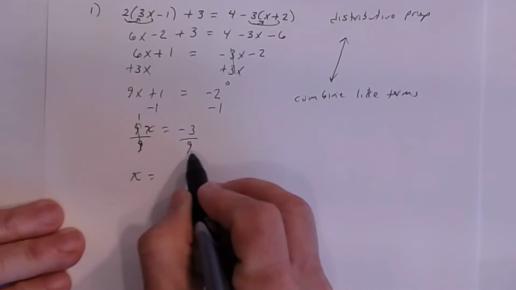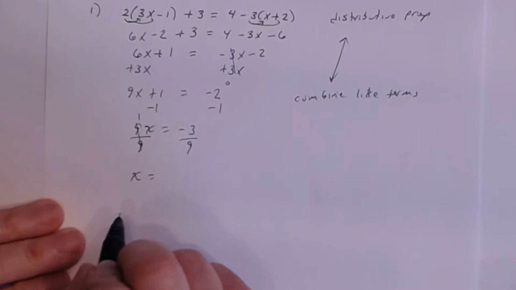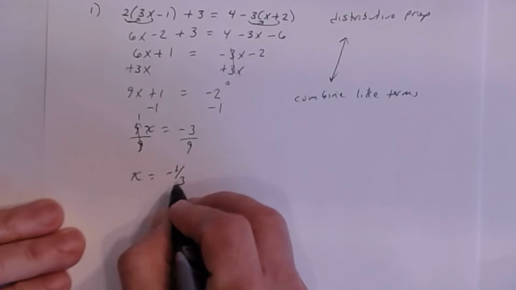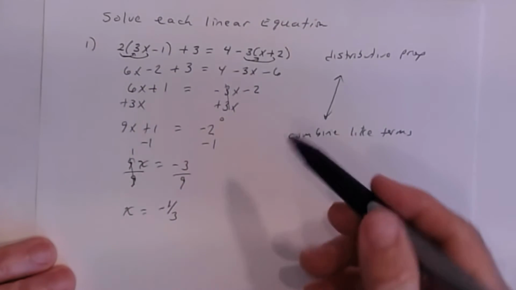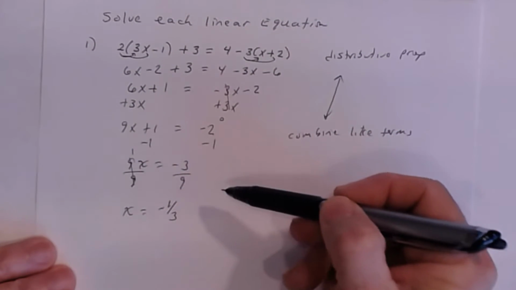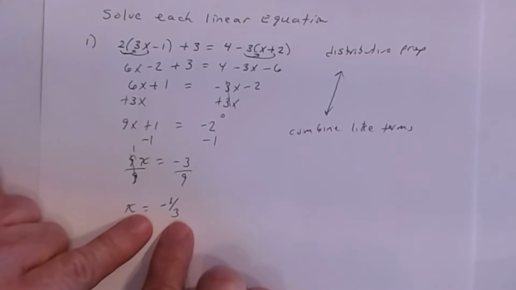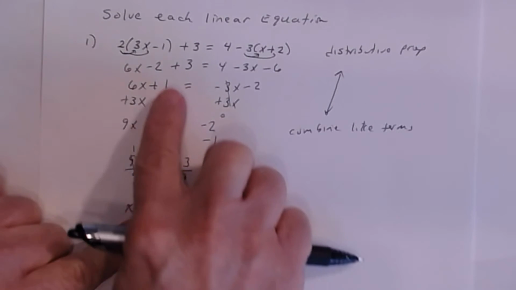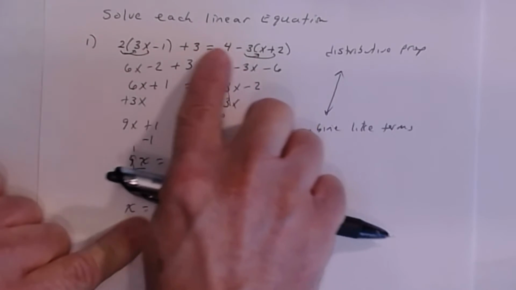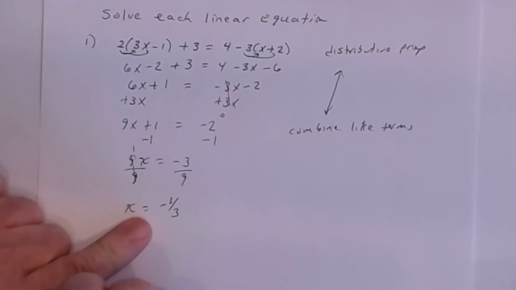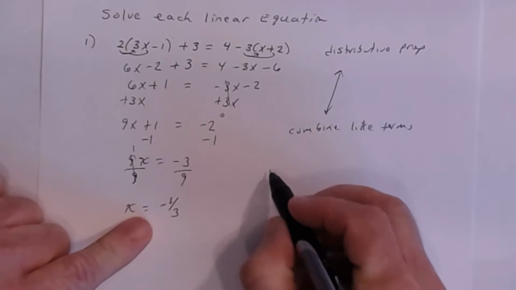Now remember, you got to reduce. Don't leave it as negative 3/9. So negative 3/9 reduced is a negative 1/3. Okay, so if I did all these steps correct, then negative 1/3 is the solution to this equation. Meaning that if I were to substitute negative 1/3 into the original equation, the left side should equal the right side. So let's go ahead and check.